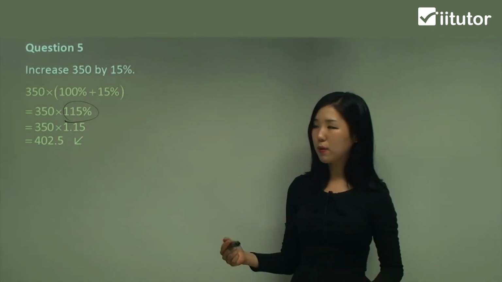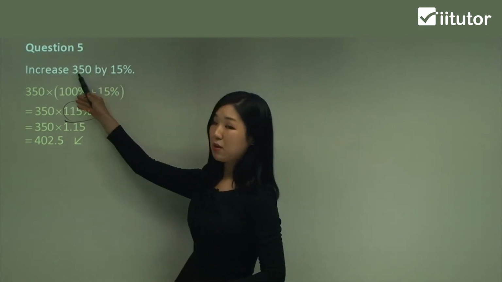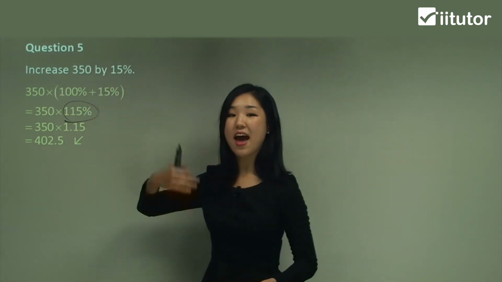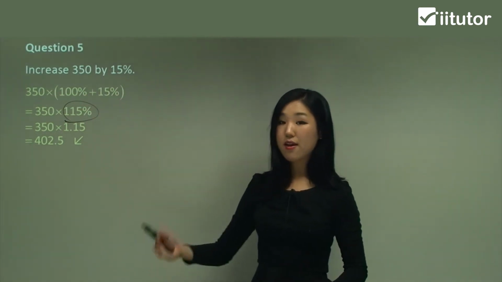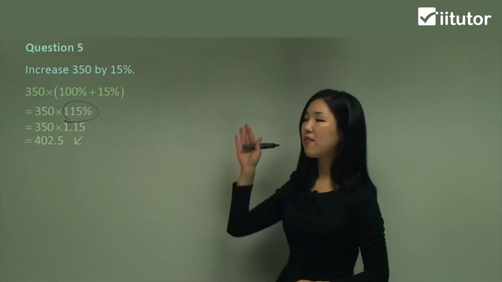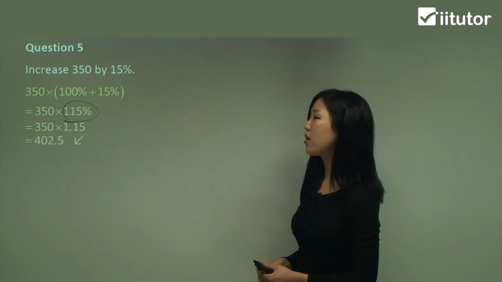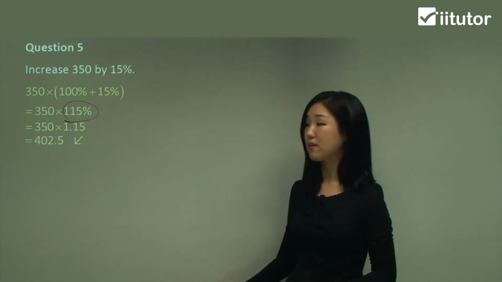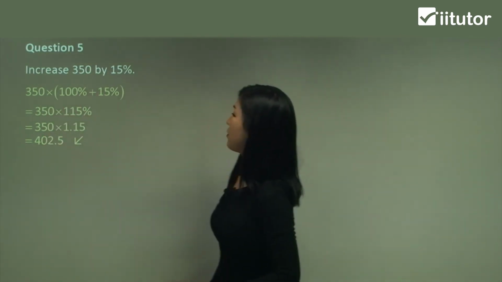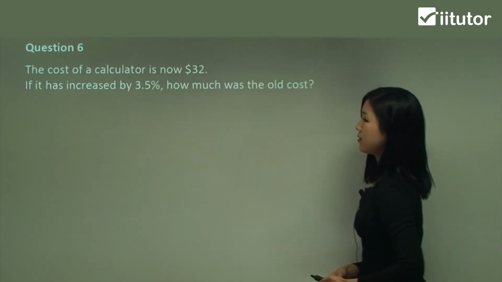I know a lot of people like to calculate 15% of that first and then add it again to 350. That's perfectly fine, but this way is a lot more precise and quicker. Okay, so I want you to try to get into the habit of using this method. So that was 15 when we're increasing.